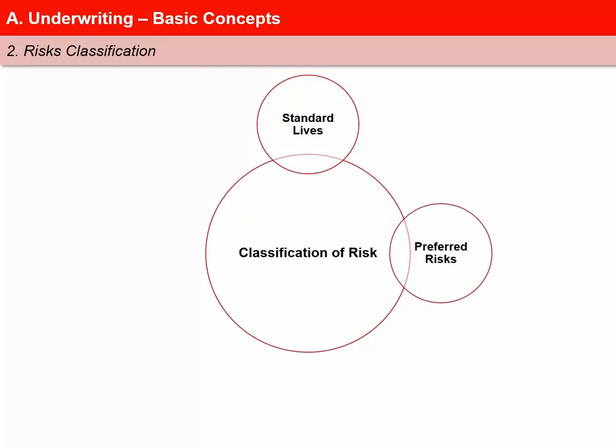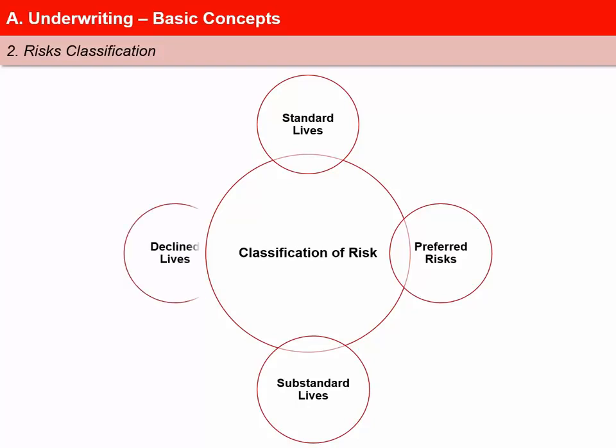Second is preferred risks. These are the ones whose anticipated mortality is significantly lower than standard lives and hence can be charged a lower premium. Third is substandard lives. These are the ones whose anticipated mortality is higher than the average of standard lives but are still considered to be insurable. And fourth is declined lives. These are the ones whose impairments and anticipated extra mortality are so great that they cannot be provided with insurance coverage at an affordable cost.